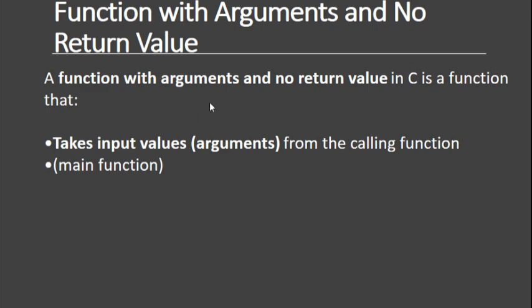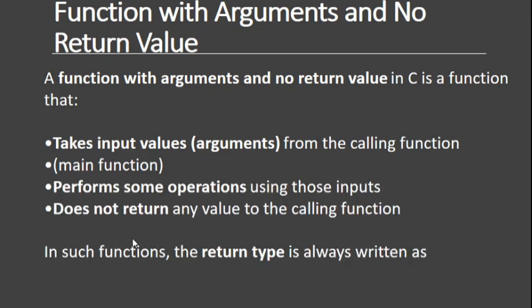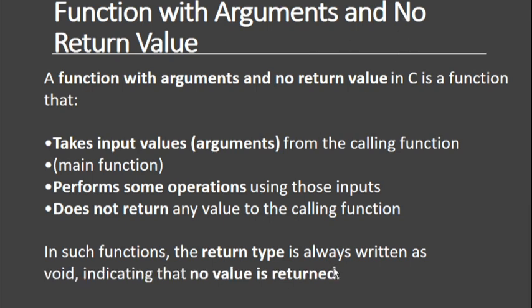A function with arguments and no return value in C is a function that takes input from the arguments from the main function and performs some operations using the inputs given by the main function, and the user defined function does not return any value to the calling function because the function is defined with no return value. In such a function, the return type is always written as void, indicating that no value is returned to the main function.